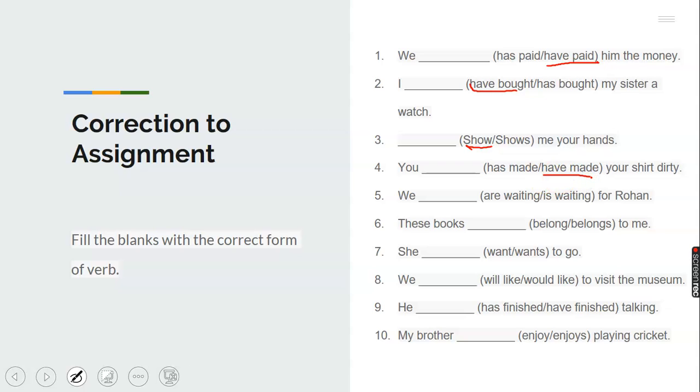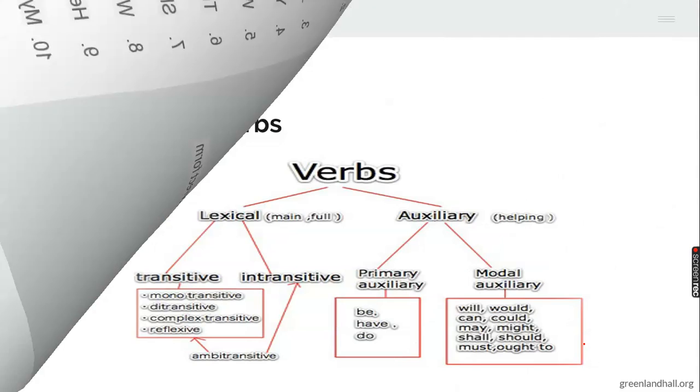We are waiting for Rohan. These books belong. She wants to go home. Then, we will like to visit the zoo. Future tense, that's why we have will there. He has finished talking. And the last one, my brother enjoys playing cricket. This is a correction to last week's assignments.